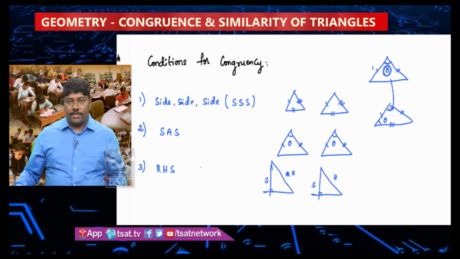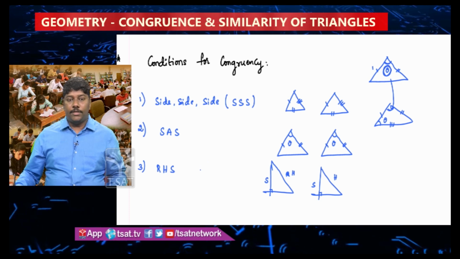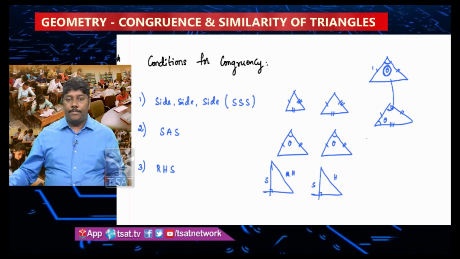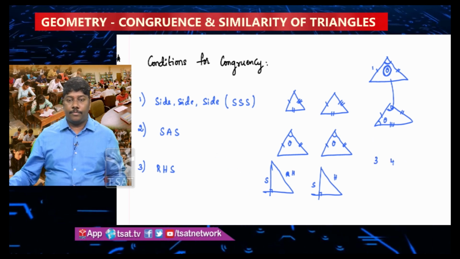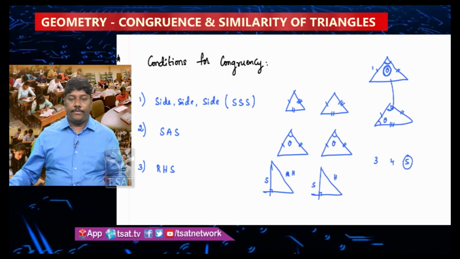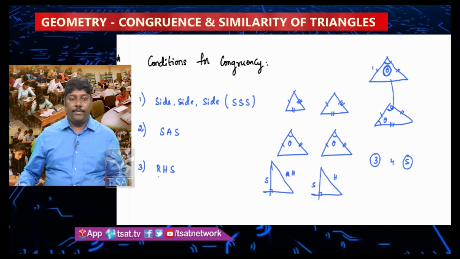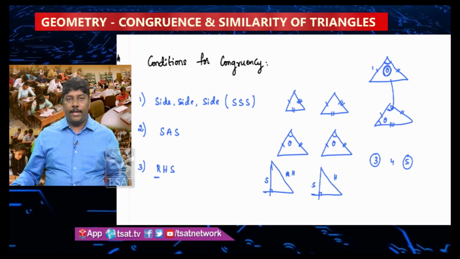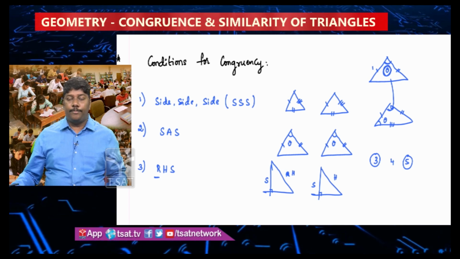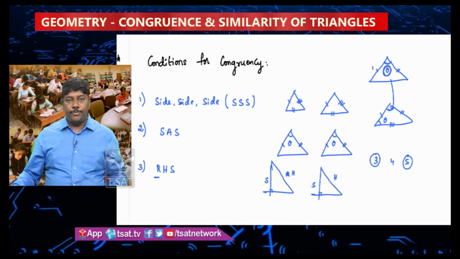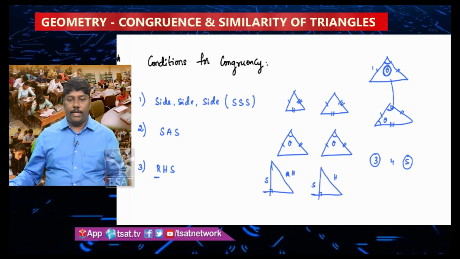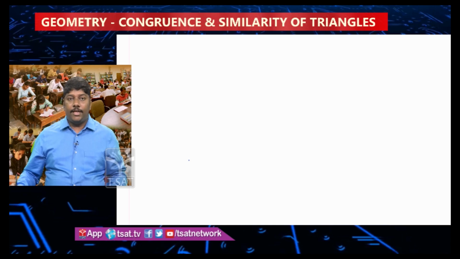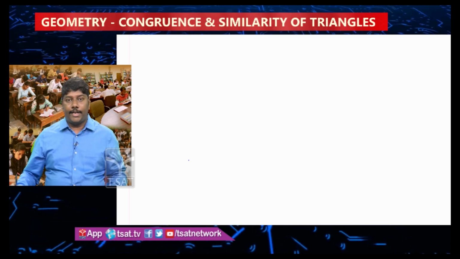So, RHS: R means right angle, H means hypotenuse, S means any one of the sides. If you know one side, for example 3, 4, 5, you know side 5, side 3, and by using this right angle we can say it is a right angle triangle. So, I am giving you two right angle triangles with side 3 and hypotenuse 5. Therefore, the other side in both the triangles will be 4 only, which means all three sides are equal. So, by using these three conditions, we can say two triangles are congruent triangles.